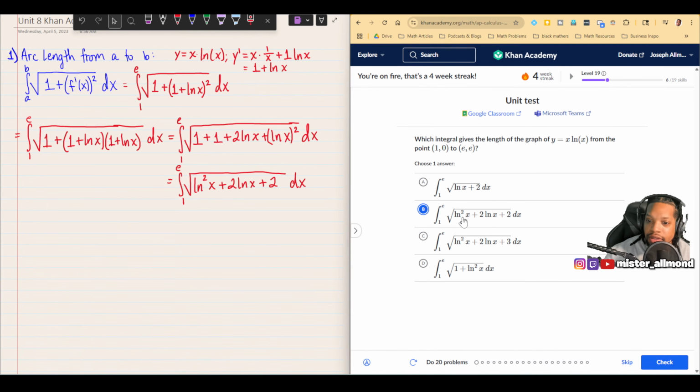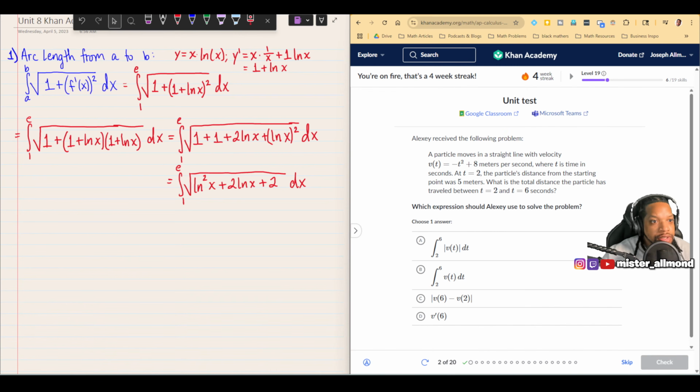Okay. Let's see. Number 2 is talking about particle motion. Okay. All right. Oh, bet. Nice. Nice. Nice.